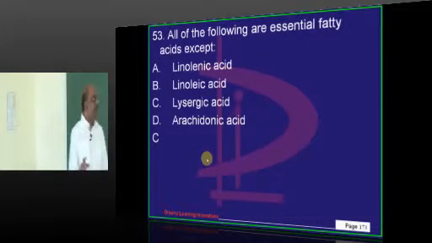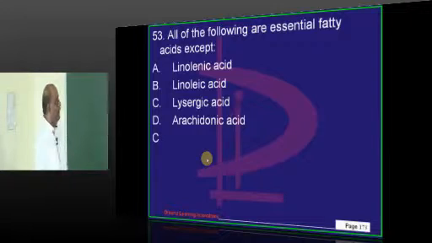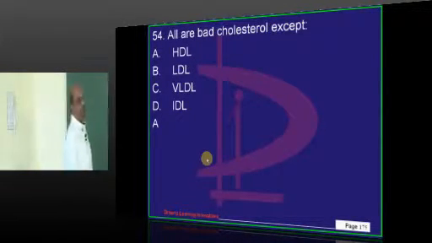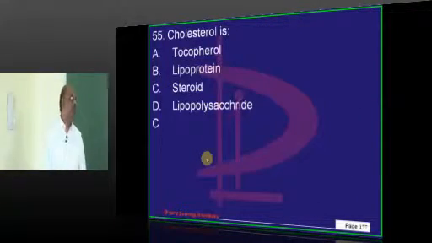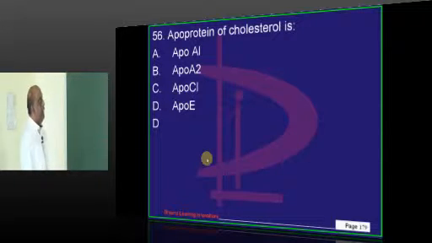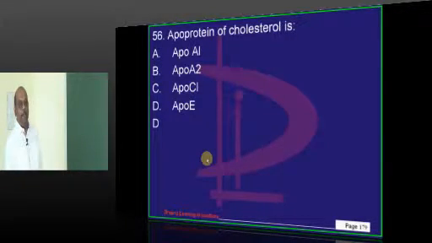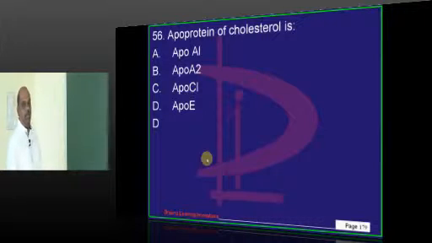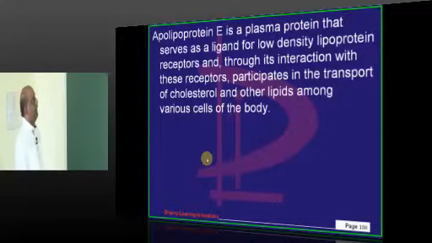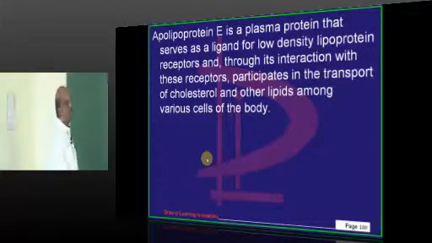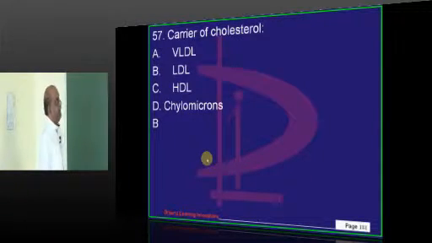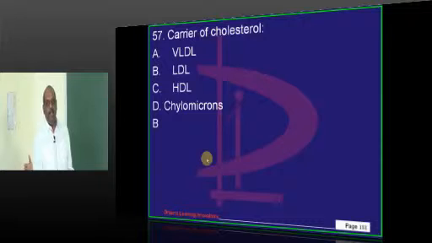Now, doctor, essential fatty acids, you know, except C, no big deal. Bad cholesterol is not carried by HDL, which carries good cholesterol, which is a scavenger. Cholesterol is a steroid. Apoprotein A1, ApoE is the apoprotein of cholesterol carried by LDL. LDL, right? So LDL receptors are all, ApoE makes the answer. Then cholesterol is carried by LDL.